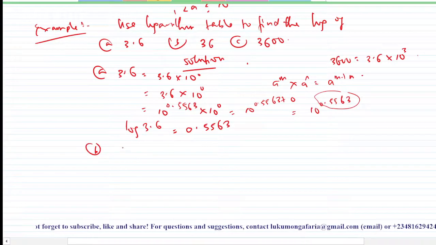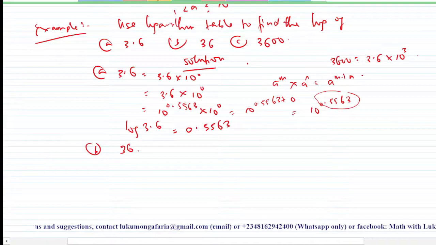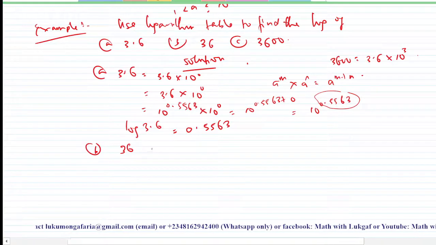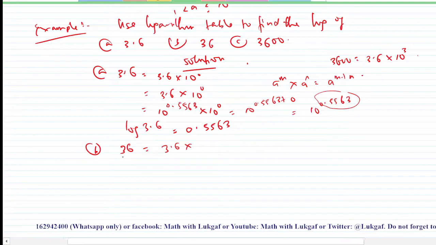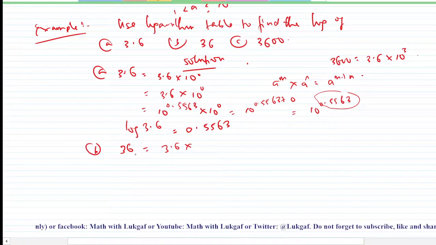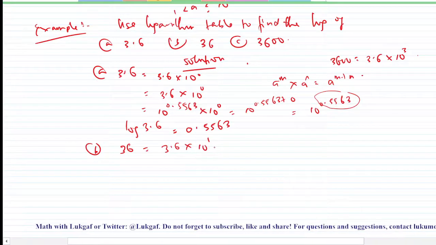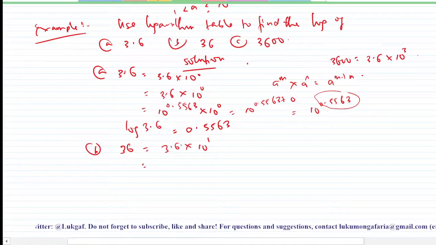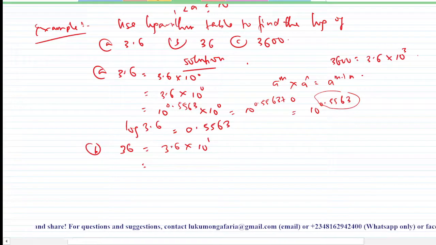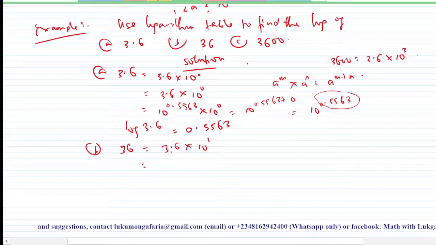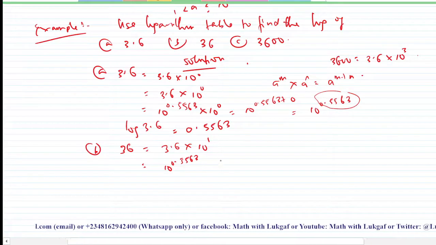Okay, now what of the second one? It is not difficult as well, 36. Recall 36 is a number that has exceeded 10, so we have to rewrite this in standard form first. This will give me 3.6 multiplied by, how many digits is this? 2. You subtract 1, then this will give me 10 raised to power 1. Then you find the logarithm of this. Don't forget the logarithm is the power to which 10 is raised. Like we found the other time, we found it to be 0.5563 multiplied by 10 raised to power 1.